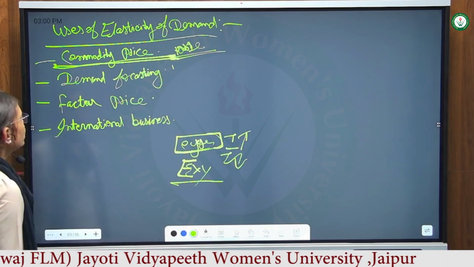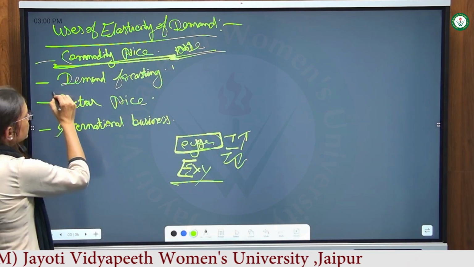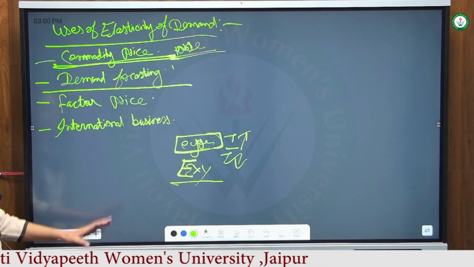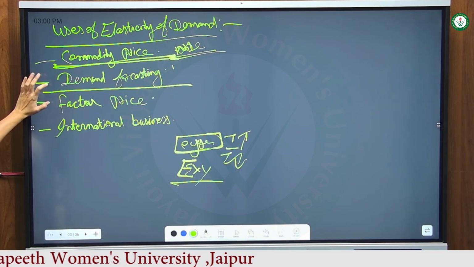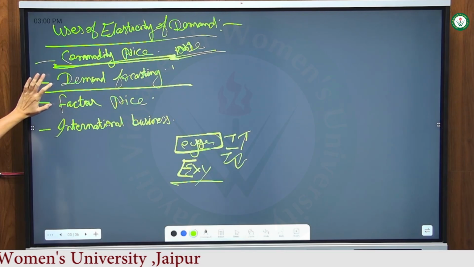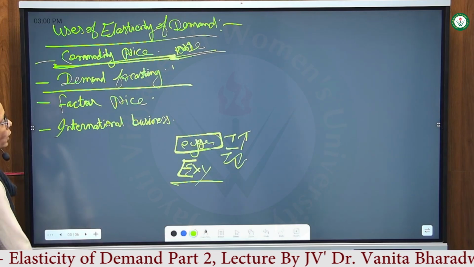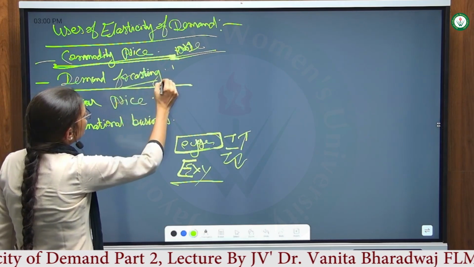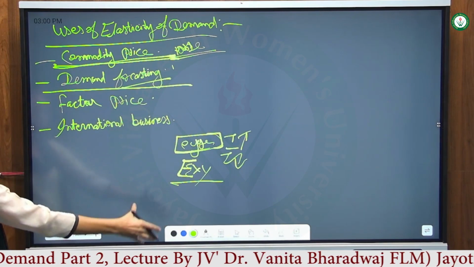Next is demand forecasting. According to price and according to elasticity, a company decides the forecasting of demand. According to forecasting, companies always produce the product in the present for the future. So elasticity of demand is also helpful in demand forecasting. Only elasticity of demand can explain how much product should be produced for the future.